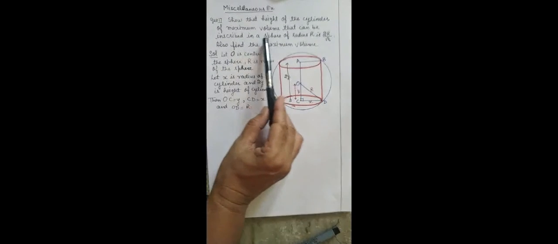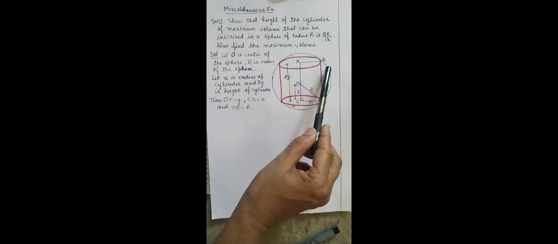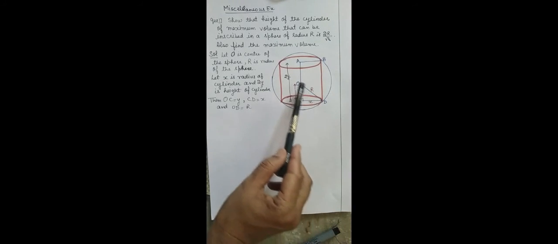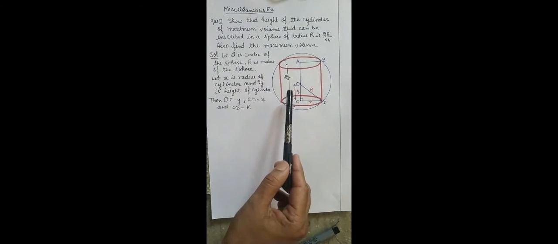So now we will discuss question number 17 of the miscellaneous exercise. Statement is like this: show that the height of the cylinder of maximum volume that can be inscribed in a sphere of radius R is 2R upon under root 3. Also find the maximum volume. Now in this question there is a sphere in which a cylinder is inscribed and the radius of the sphere is a given constant quantity. Now in this question we have to find the maximum volume of the cylinder.